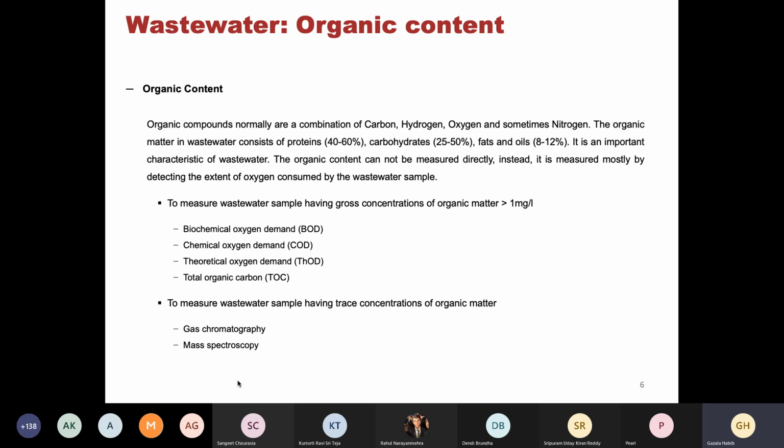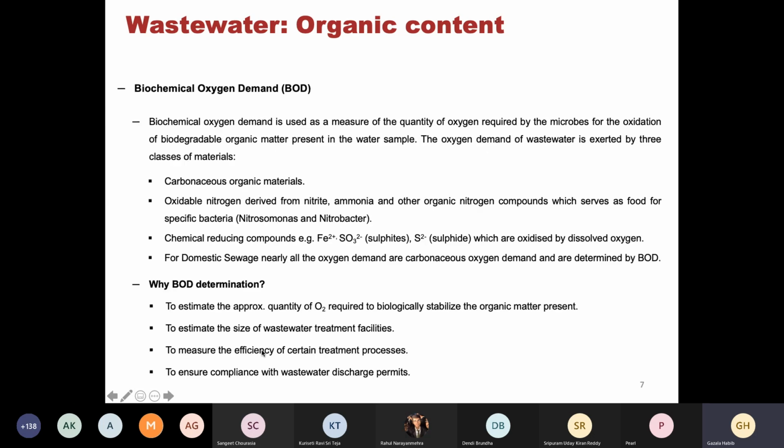Now I will tell you about this organic content. You can just go through it, how much protein is there, how much carbohydrates. I'm not reading it. The most advanced way, if there is a trace concentration of organic matter, very little concentration, then gas chromatography and mass spectrometry can be used, but we are not learning that in this class. So biochemical oxygen demand is one of the routine tests.